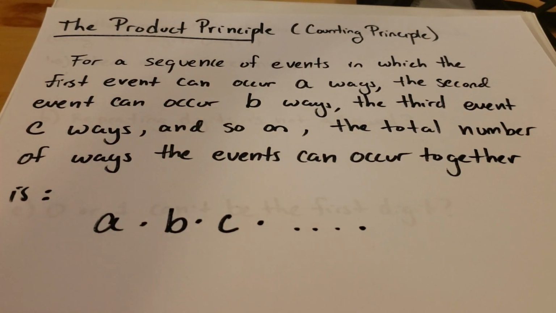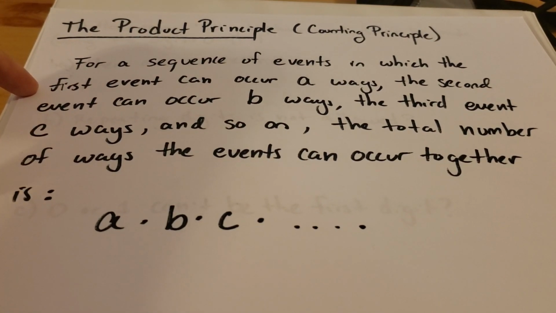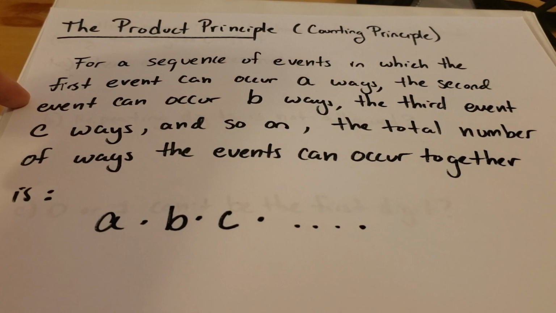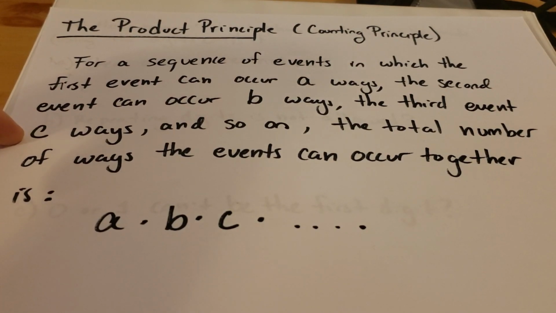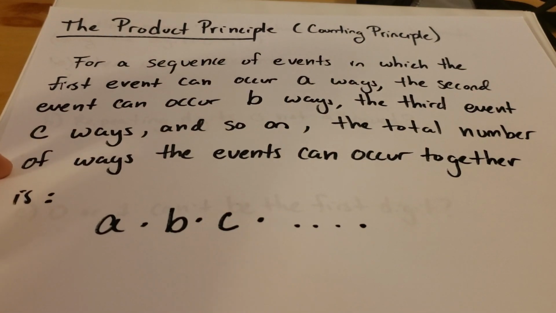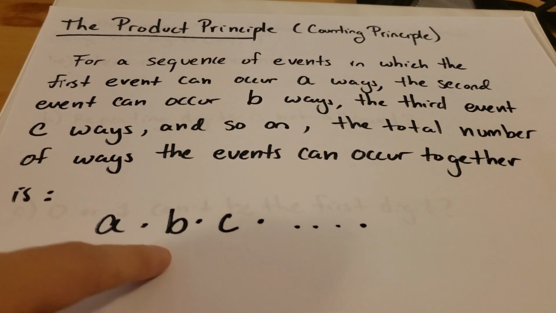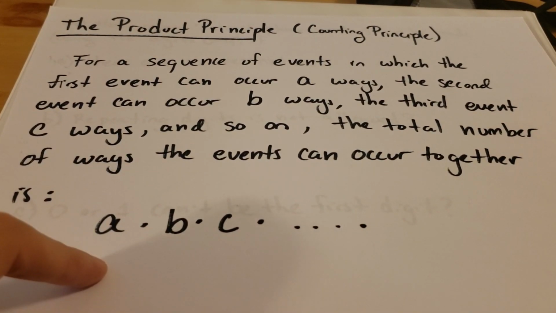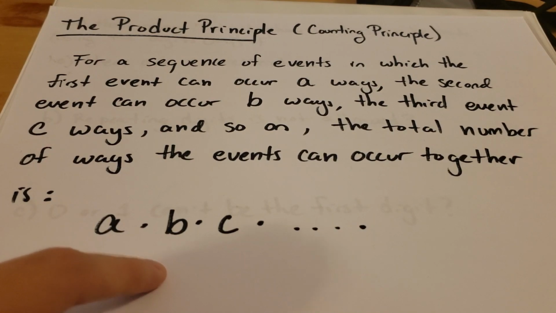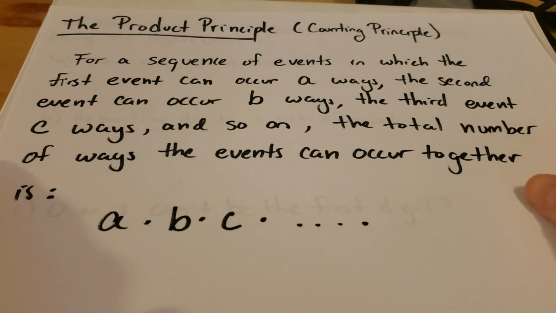What the product principle states is that for a sequence of events in which the first event can occur in A ways, the second event can occur in B ways, the third event can happen in C ways, and so on for however many events you have, the total number of ways that all of the events can occur together is A times B times C. That is, the number of ways the first event can happen times the number of ways the second event can happen times the number of ways the third event can happen, and so on.